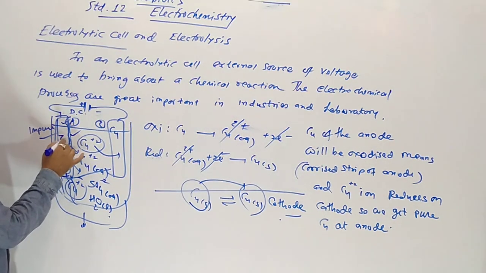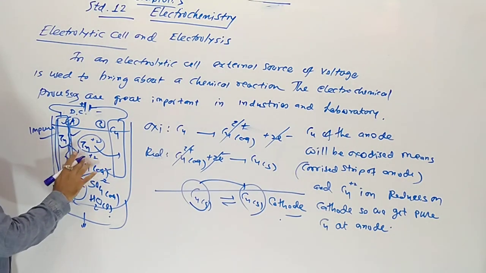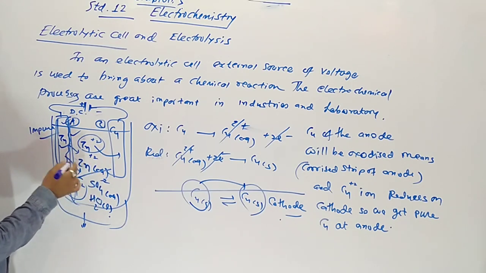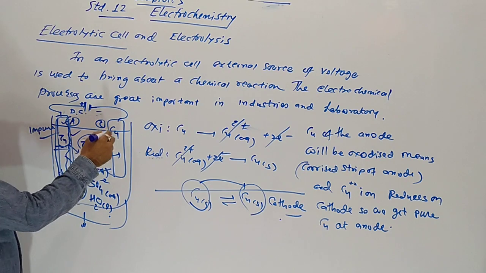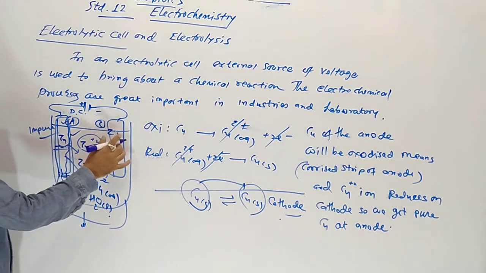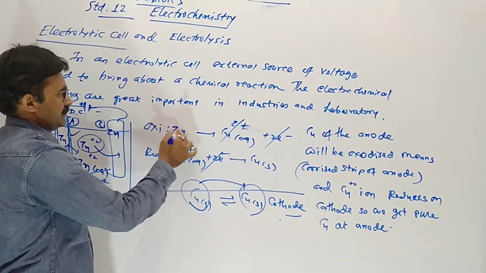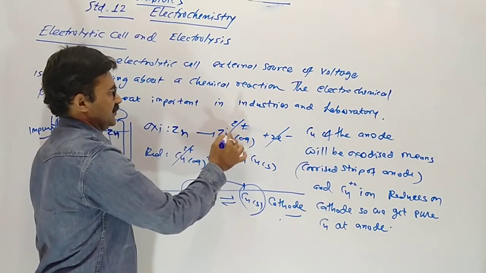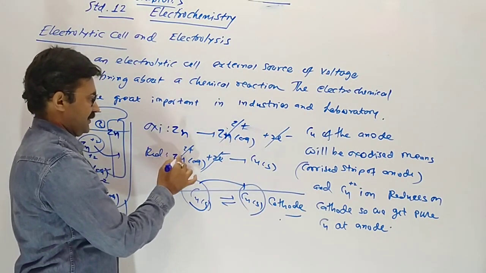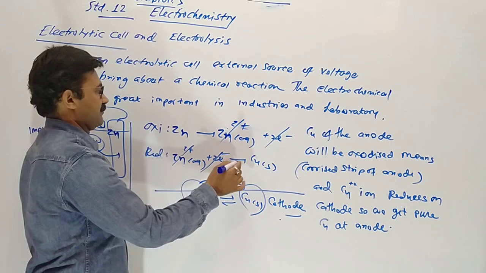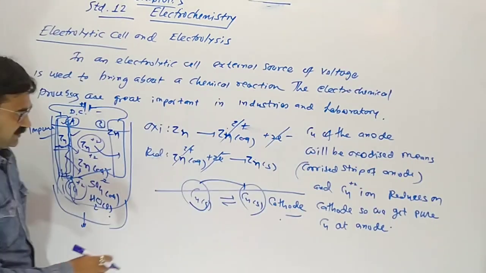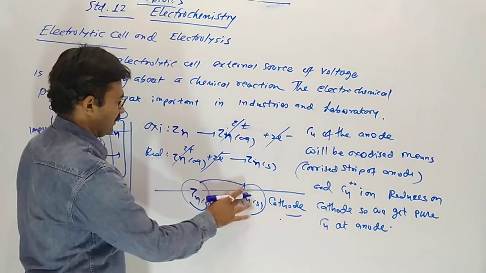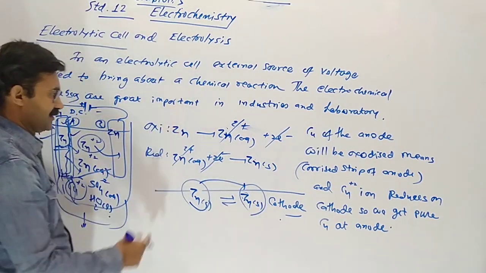Sometimes we take zinc, so we can also purify zinc. An impure rod of zinc we have to take as the anode, and pure zinc as the cathode. So Zn gives Zn+2 ion, and in the solution Zn+2 converts into Zn solid, and we get pure zinc at the cathode.